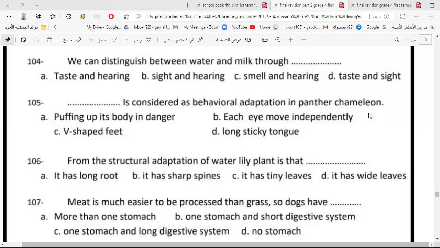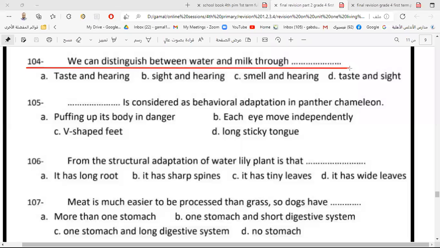Muaz, now your turn. Are you ready, Muaz? Yes, I'm ready. Read 104. Okay. We can distinguish between water and milk through this sense.